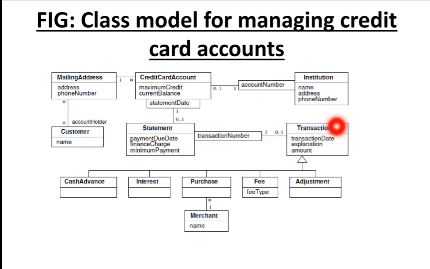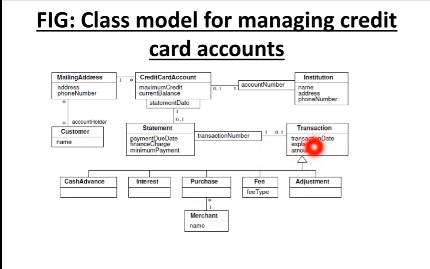And along with that, here I used some inheritance, generalization also. The generalization is denoted by the hollow arrowhead. This is the notation. Here generalization means subclasses can inherit the features of the superclass. Here my superclass is the transaction. So my subclasses are cash advance, interest, purchase, fee, and adjustment. These are my subclasses. The same transaction date and amount can be inherited.